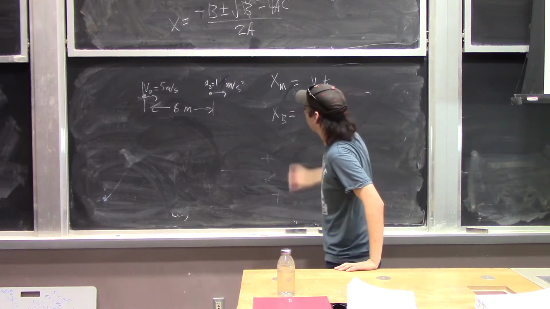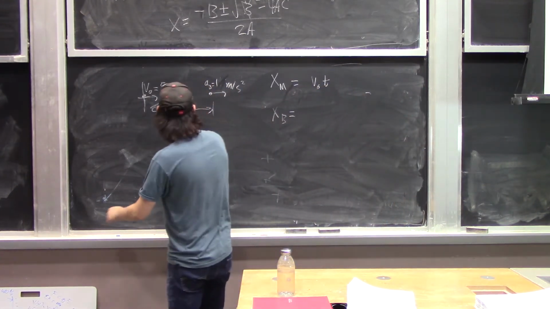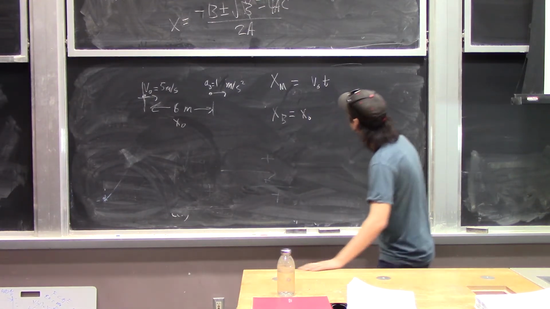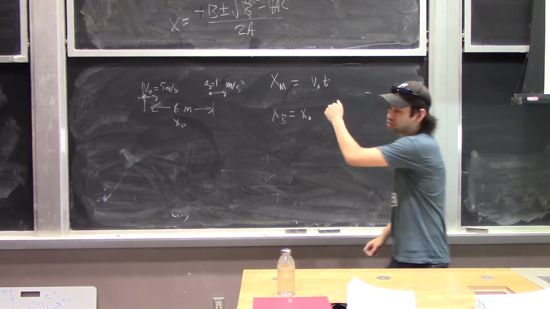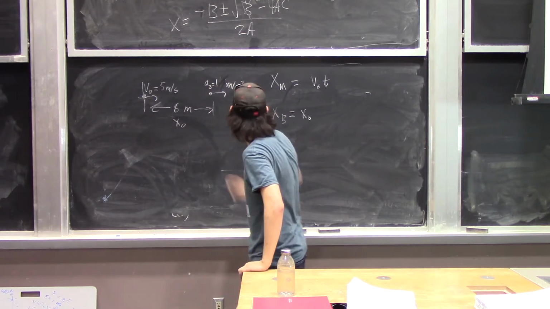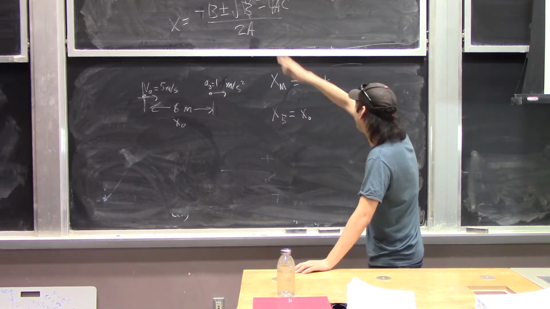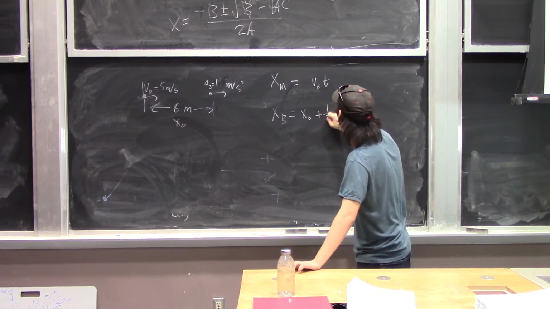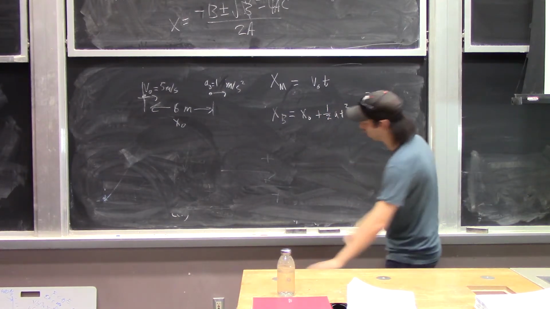For the bus, this has some initial position that we'll call x0 for now. It has no initial velocity. It starts from rest, and so that second term is going to be 0. Then we just have the third term, which is going to be plus 1/2 at squared.